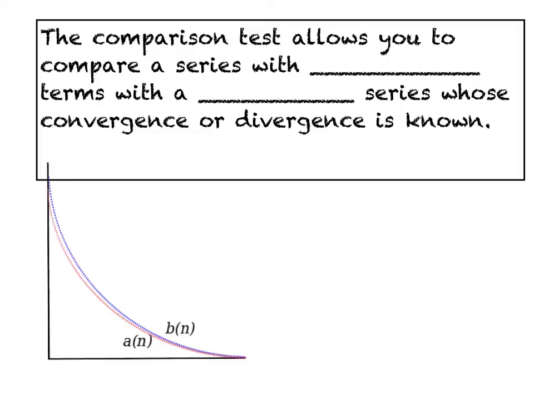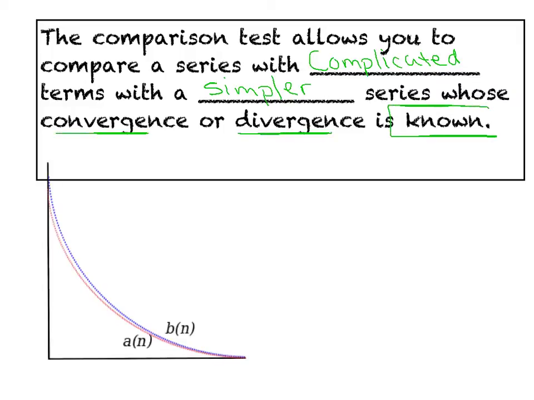It allows us to compare a series with complicated terms with a simpler series. And here's the key, whose convergence or divergence is already known. We're comparing it to something we already know. For instance, we already said that B sub n is greater than or equal to A sub n, which is greater than 0. And that's just assumed on all of these problems. So basically we're saying each corresponding B term is bigger than its corresponding A term.